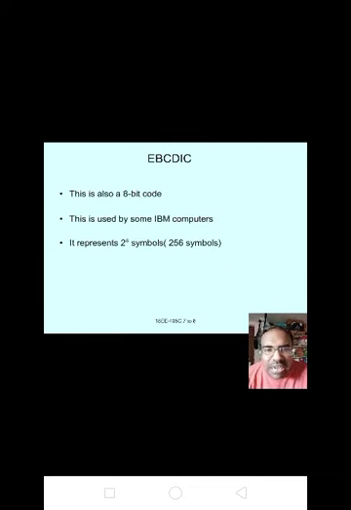Next, EBCDIC. This is also an 8-bit code. It is used by some IBM computers. It represents 2 power 8 symbols, that is 256 symbols. The variation between ASCII and EBCDIC is that ASCII is a 7-bit code and EBCDIC is an 8-bit code.